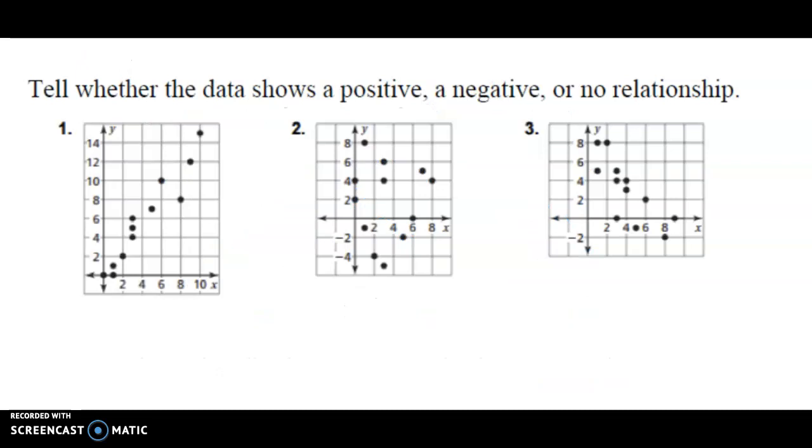All right, first order of business here is we're going to look at these three graphs. We're going to tell whether the data shows a positive, a negative, or no relationship. So let's take a look at number one. If you see the points of the scatter plot, they appear to be trending in an upward direction. In other words, as x increases, the y value is increasing, forcing the scatter plot to go in an upward direction. That is a positive relationship.